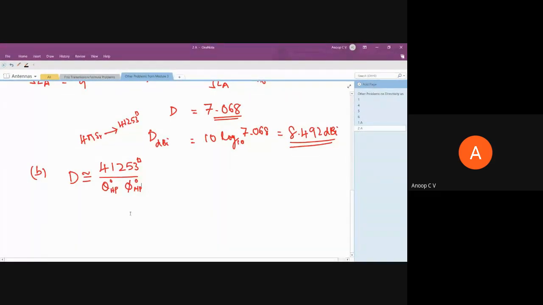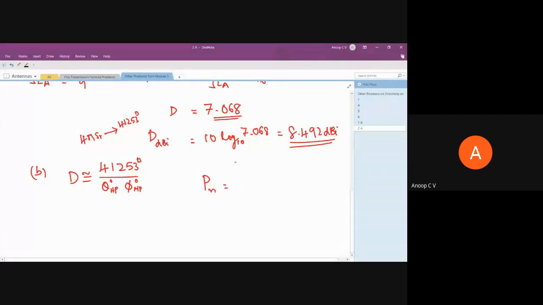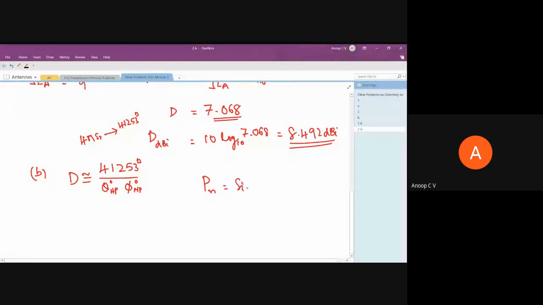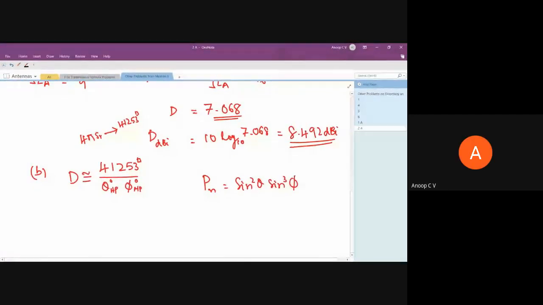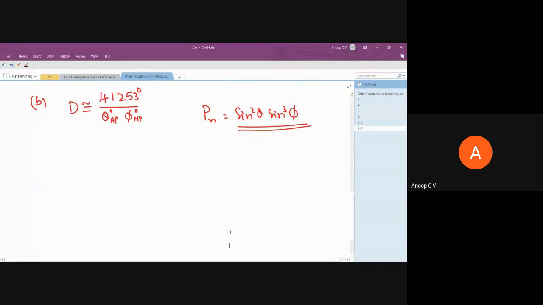Now our power pattern is sine square theta sine cube phi. To find the half power beam width, it's always good if you are able to visualize at least in which direction it will have maximum, as it is a function of sine.